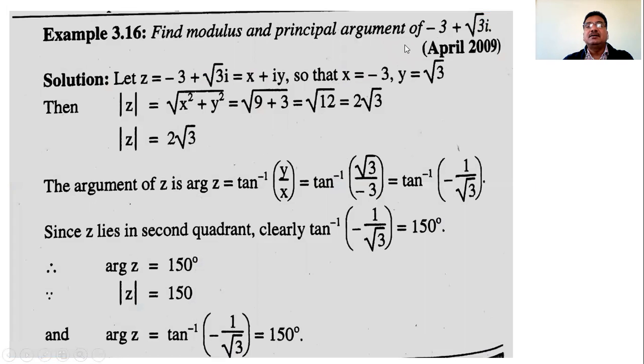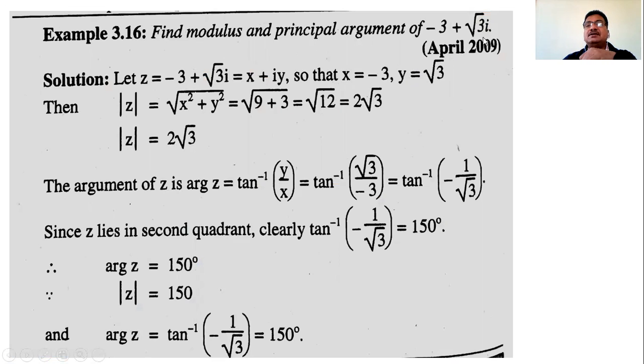Then we have to find the polar form of this, or we have to find the modulus and principal argument. In order to find the polar form, we have to find the modulus and principal argument. So the question is what? Find modulus and principal argument, or the other question is what? Find the polar form or find the exponential form. In order to find the polar form or exponential form, we have to find the modulus and principal argument. So the questions are different, but the answers are the same. That is, find modulus and principal argument, or find polar form, or find exponential form.